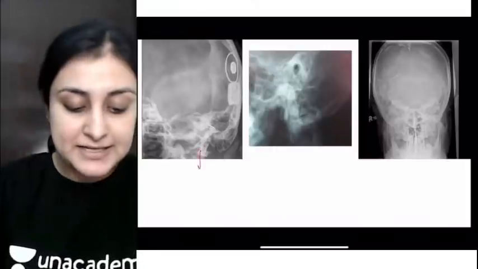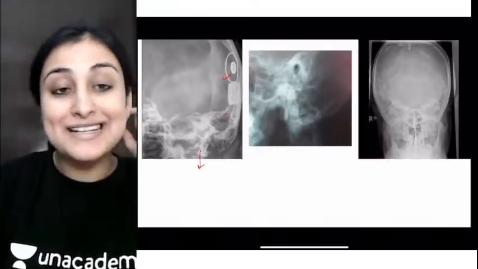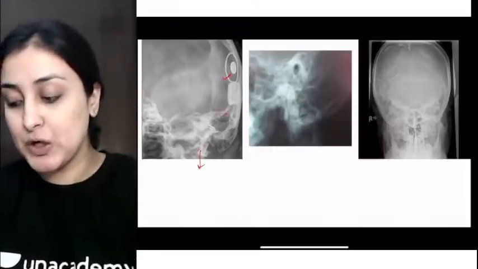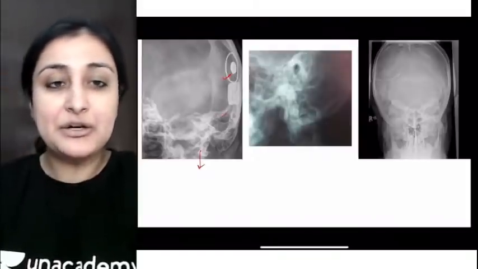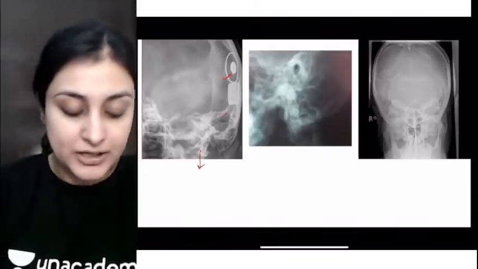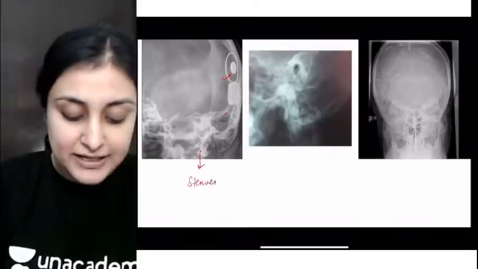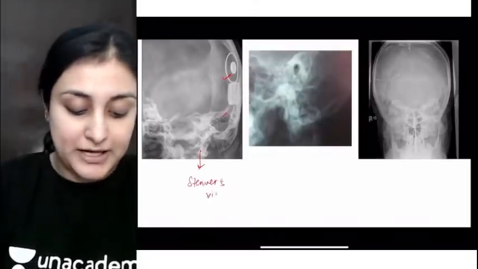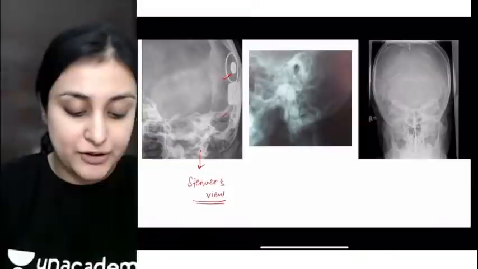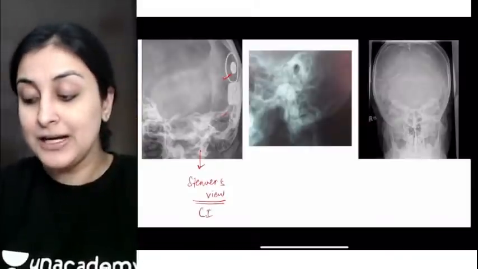Okay, what is this? Wherein the child also has a cochlear implant. So when you see a cochlear implant, very nice. Think of a child who's called Stenver. Okay, there is a child named Stenver who has cochlear implant. So Stenver's view is very useful for evaluation of cochlear implant.